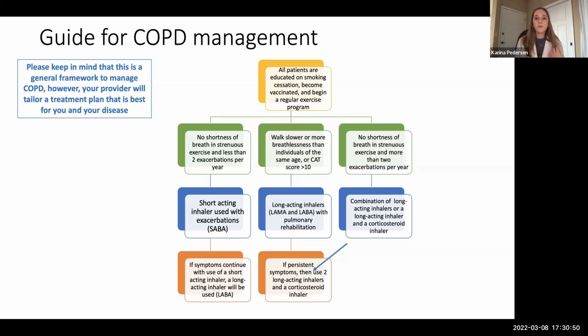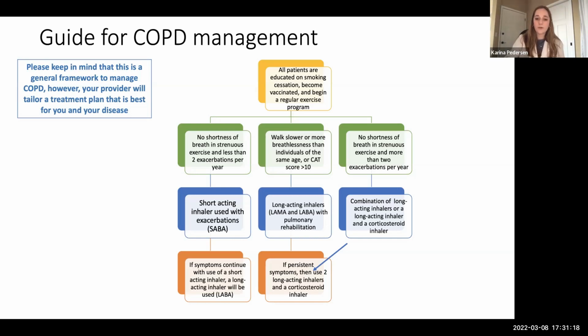So if you function normally every day, but you are having more than 2 exacerbations per year, your doctor down here in the blue will maybe start you on a combination of a long-acting inhaler, or a combination of a long-acting inhaler and a corticosteroid inhaler to prevent exacerbations. And then again, this arrow is pointing from this last blue square on the right, going down to the orange.